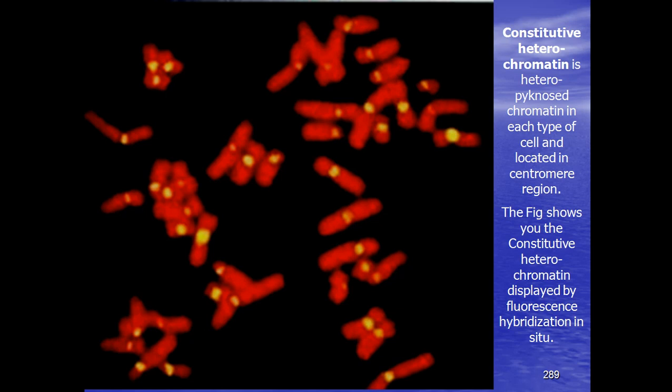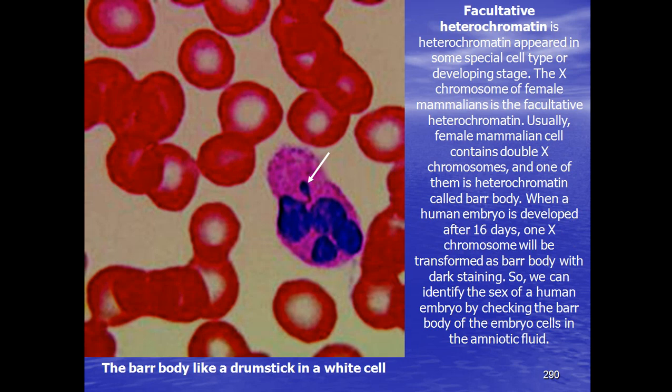So this constitutive heterochromatin is a heteropyknosed chromatin in each of the cells, and it is located in the centromere. I hope you remember the centromere is the region where two sister chromatids attach. So that is the constitutive. Whereas the other one, facultative heterochromatin, appears in some very special cell types or only during the developing stage.